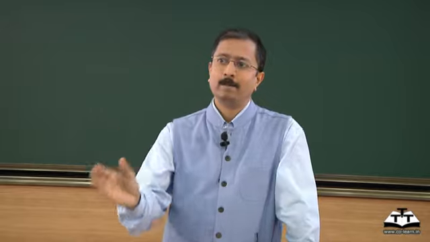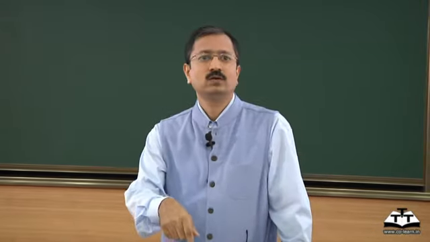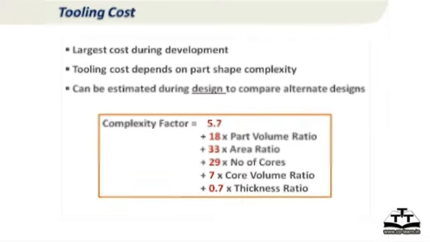With that data, he did what is called a regression analysis to generate these numbers which you see. We have already done those ratios: volume ratio, area ratio, number of cores, core volume ratio and thickness ratio, but now we are putting a value to that. Earlier we did an averaging of the values of those ratios.